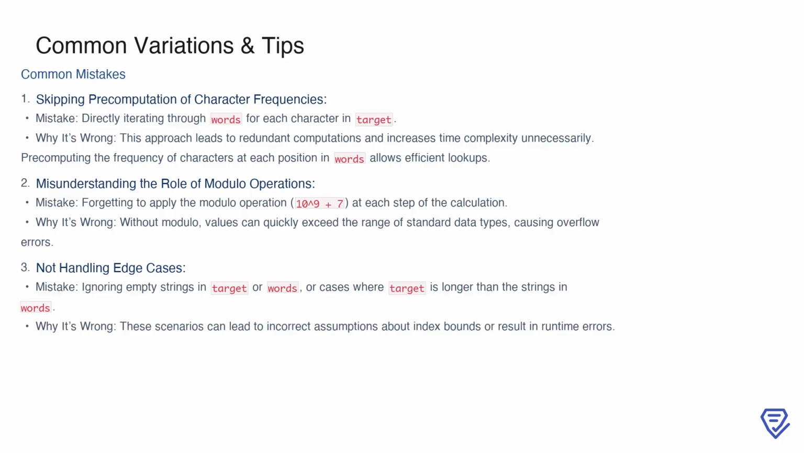Another frequent issue is misunderstanding the importance of modulo operations. When working with large numbers, it's critical to apply the modulo operation, specifically 10^9 plus 7, at each step of your calculations. Without it, you risk integer overflow, which can lead to incorrect results or runtime errors. Lastly, failing to handle edge cases, like empty strings in target or words, or when the target string is longer than the strings in words, can lead to out-of-bound errors or incorrect assumptions about the input. Always account for these scenarios in your implementation to ensure robustness.